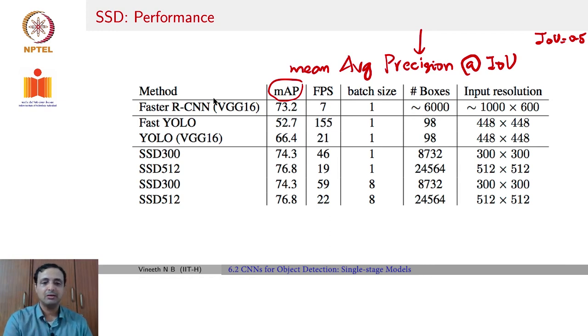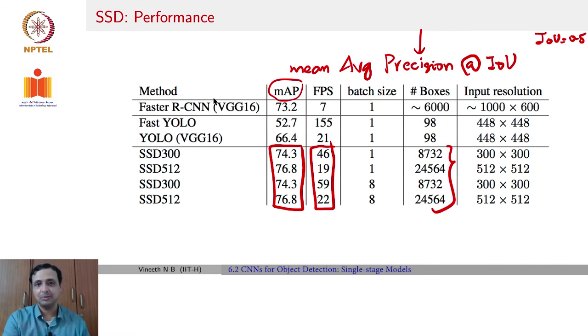So you can see here that SSD matched faster RCNN in its MAP, but at a significantly higher FPS, at a significantly higher frames per second rate, which was the main objective to make these single stage methods much faster in practice. You can see that the number of output boxes is also significantly higher, obviously with SSD, because you do it for every pixel, and they also showed that this works reasonably well with different input resolutions.